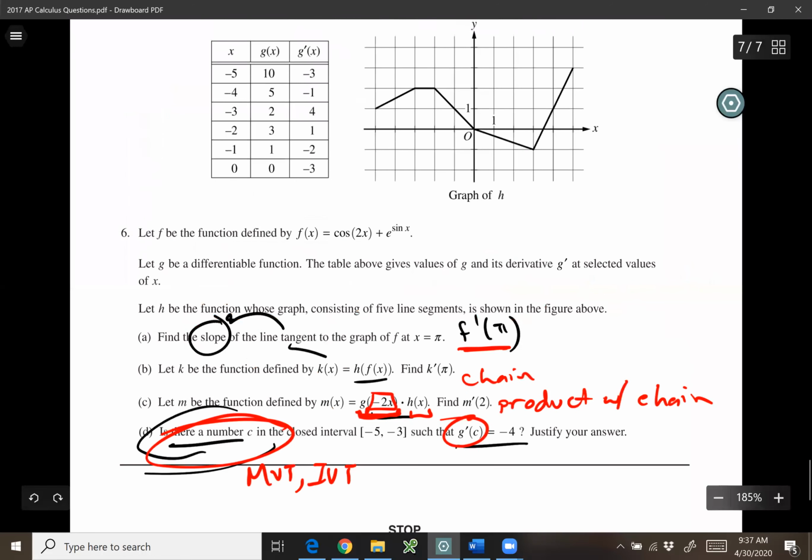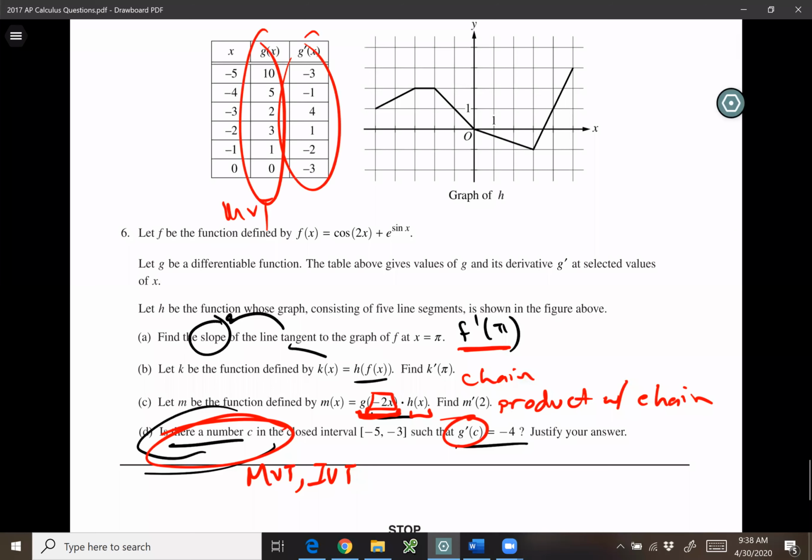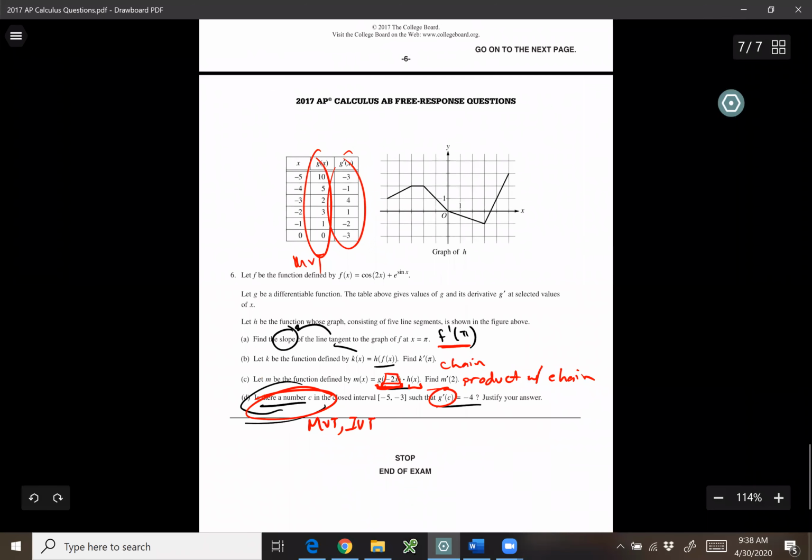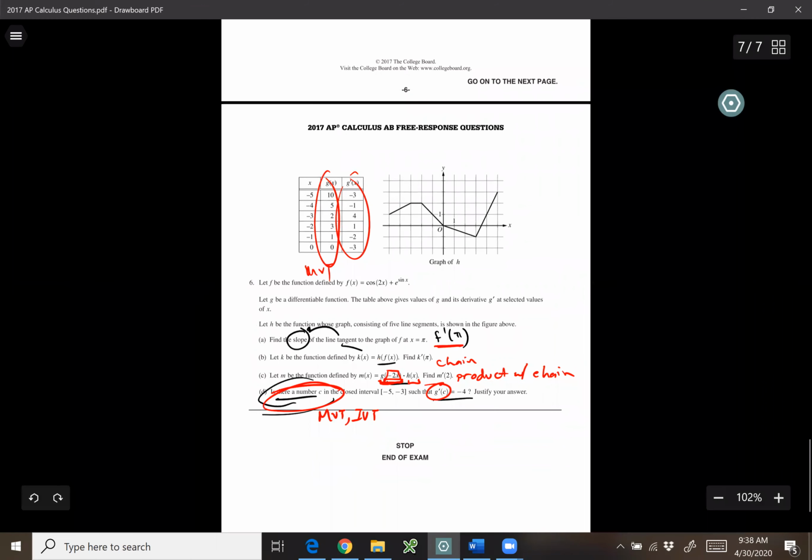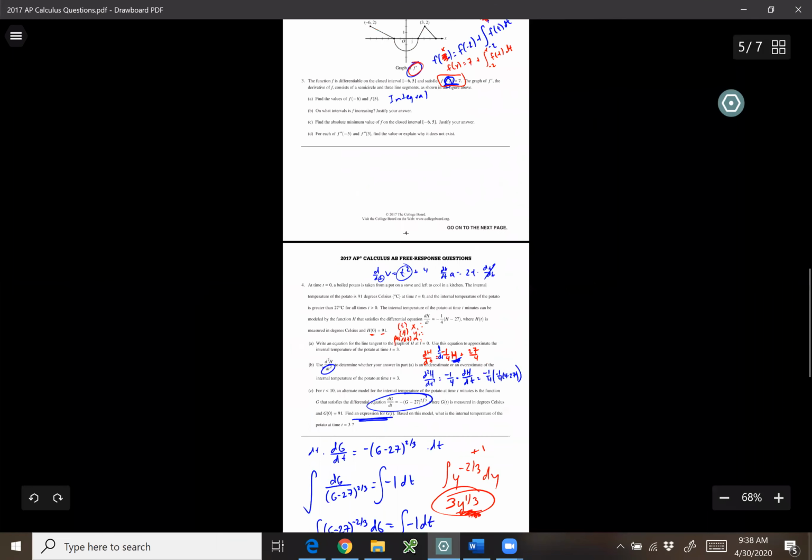And then if you're going to compare it to the G prime part, you'd be doing IVT. If you're going to compare it to the G part, you're going to do MVT. So look through, basically I want us to try to do this as much on our own, but I gave you guys a lot of hints here.